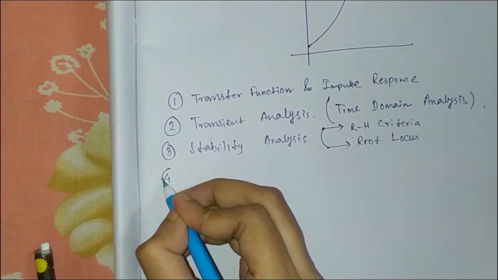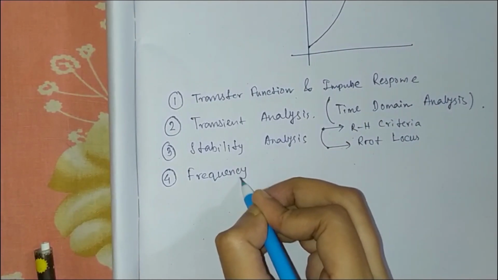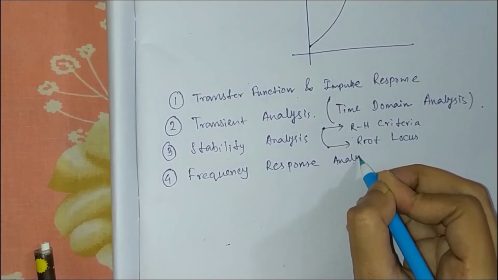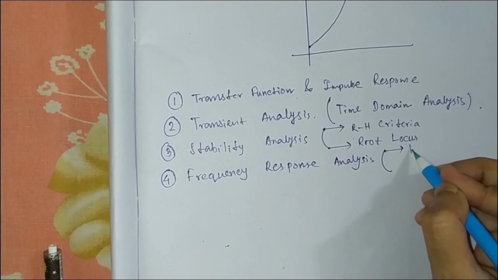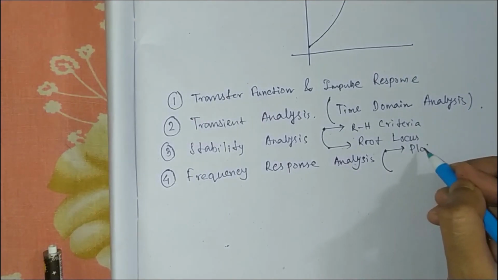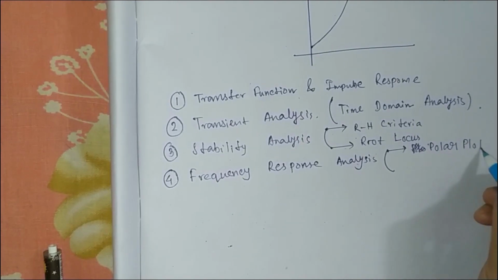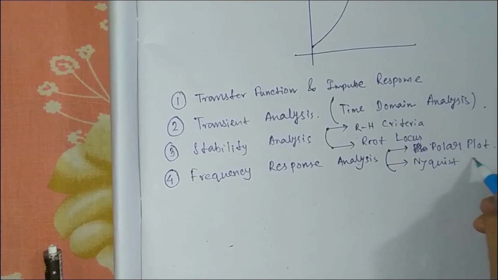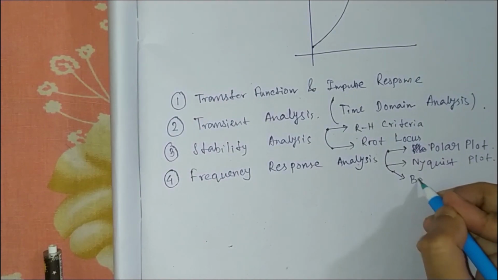Okay, now the fourth is frequency response analysis. Under this there are actually three plots. First of all is the polar plot, second is the Nyquist plot, and third is the Bode plot.